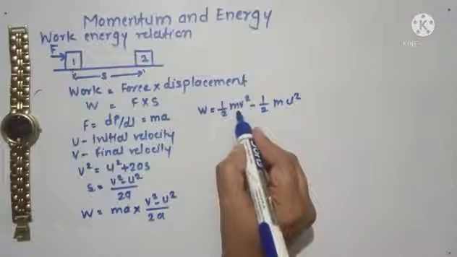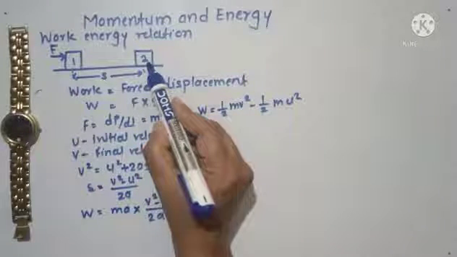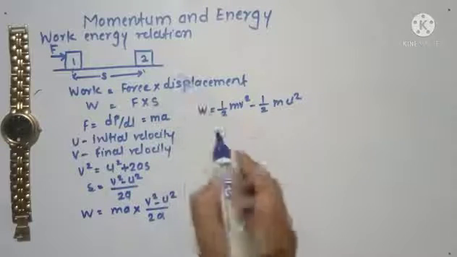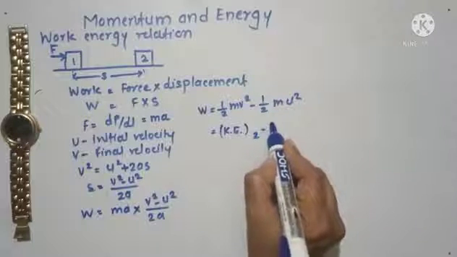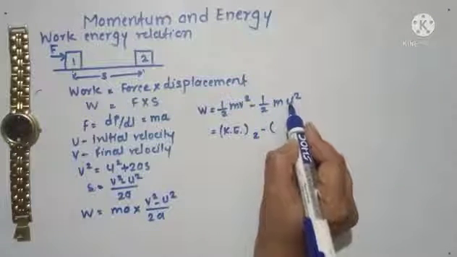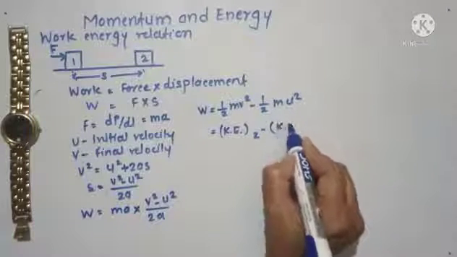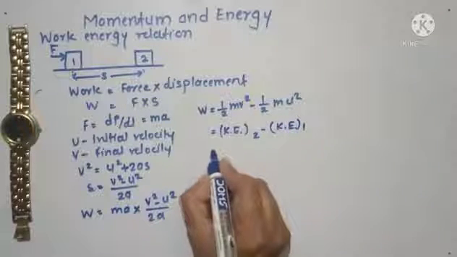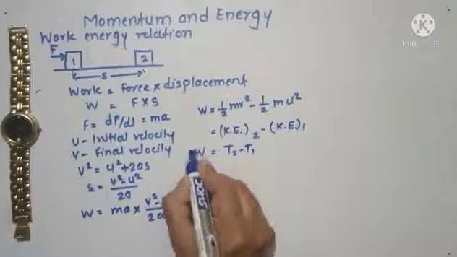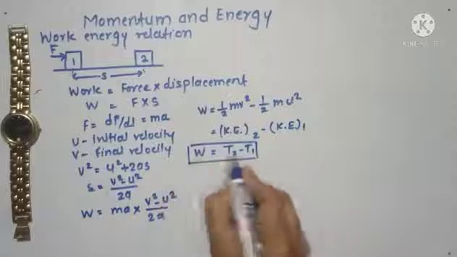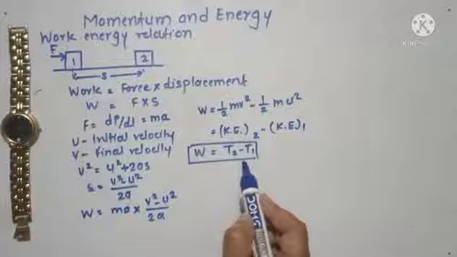This 1/2 m into v square is nothing but the kinetic energy at the second position, because v is the final velocity. Therefore I can write it as the kinetic energy of position 2 minus 1/2 m u square, where u is the initial velocity, so 1/2 m u square will be the kinetic energy of the first position. So I can write it as T2 minus T1. This is the relation between the work and the kinetic energy.